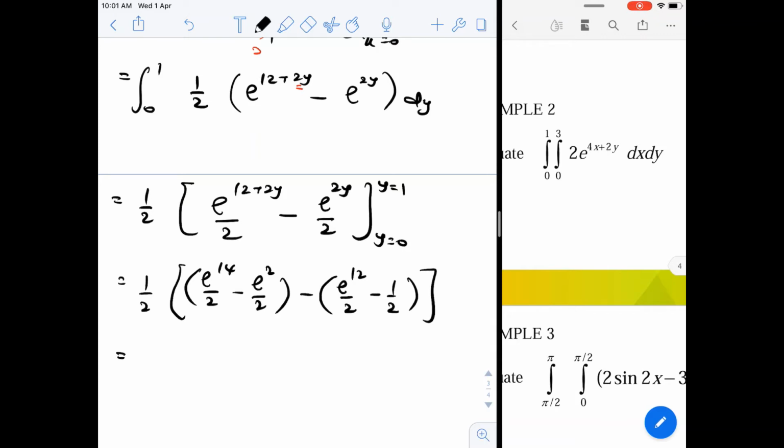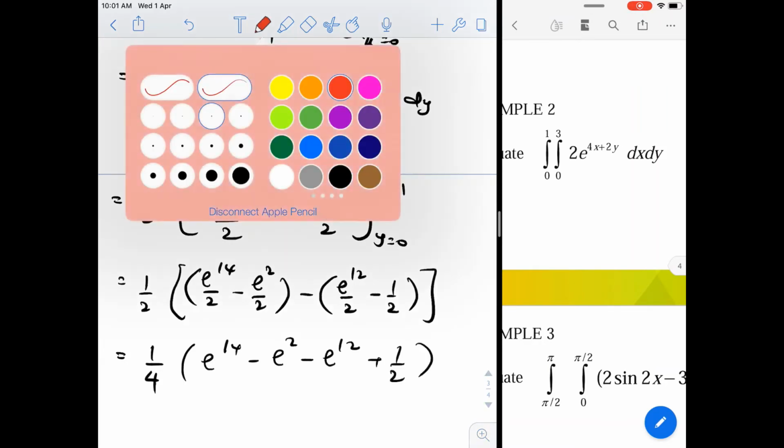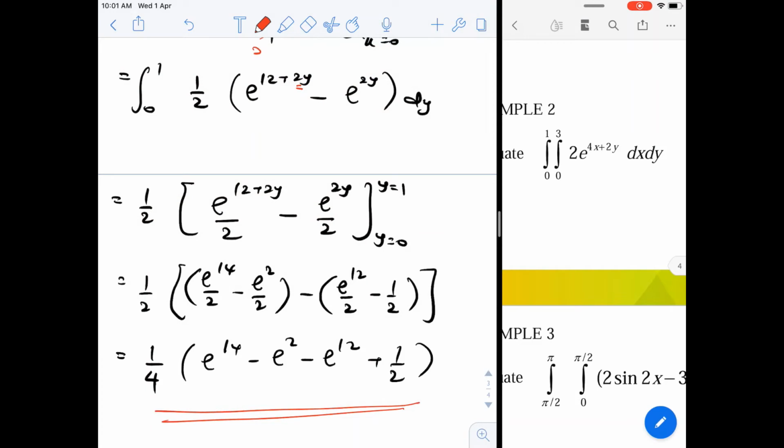Since all of the denominators equal 2, 1 over 2 times 1 over 2, we will get 1 over 4. So we have e to the 14 minus e to the 2 minus e to the 12 plus 1, over 4. That's it. So this is the answer.